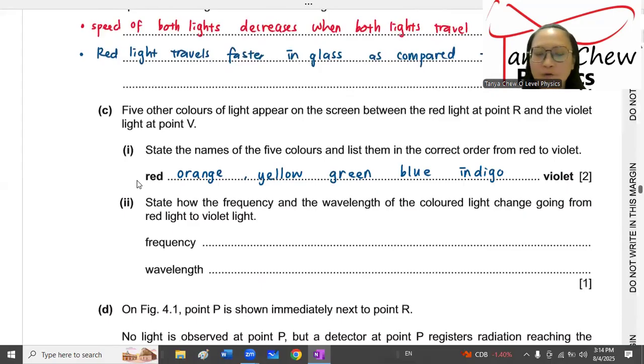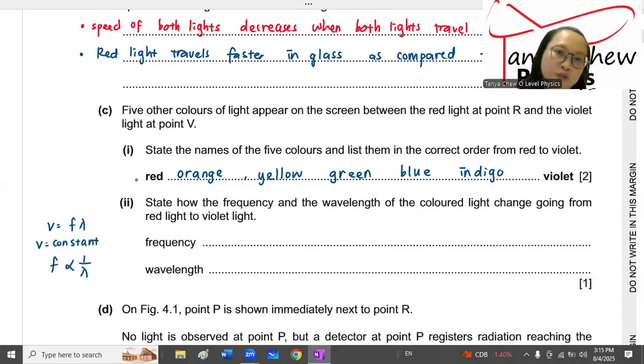Now, state how the frequency and the wavelength of the colored light change going from red light to violet. Now, you have to compare between red to violet in air. Bear in mind, we are still using the equation of wave. Wave speed is equal to the frequency of the wave times the wavelength of the wave. Since all the light, with different colors, travel with the speed of light, which is 3 times 10 to the power of 8 meter per second in air, the speed here is constant. Speed of all the colors will be constant. Frequency is inversely proportional to wavelength.